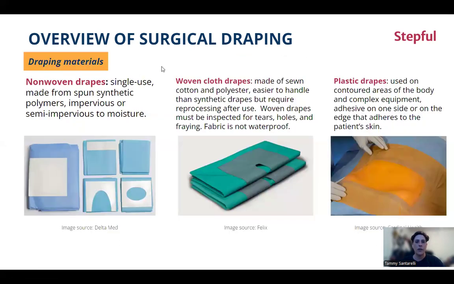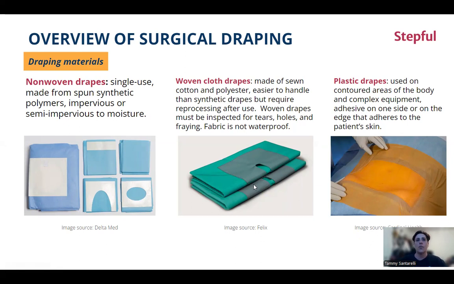Here are some pictures of some drapes. So this is non-woven drapes. They're single use. You throw them away after the case. Made from spun synthetic polymers, impervious or semi-impervious to moisture. That means water won't penetrate it. Blood shouldn't penetrate it, won't penetrate it. These white areas are the stickers where we would peel them off and then place them over our incision site. So our incision site here would be in the middle somewhere, and same with this. And then this is a big square, so somewhere in here would be our incision site.